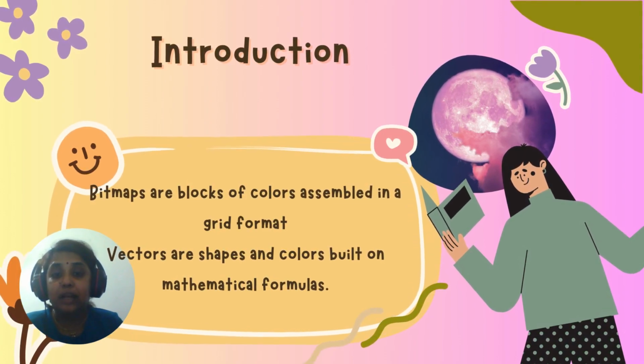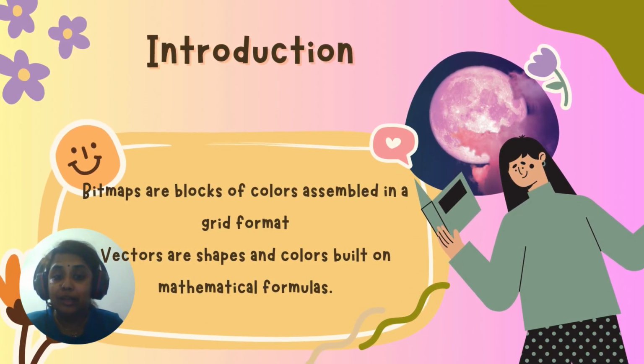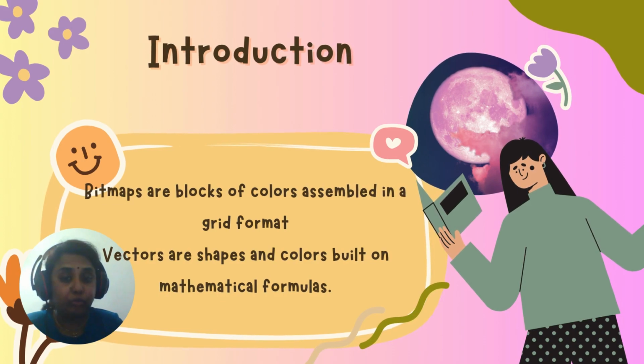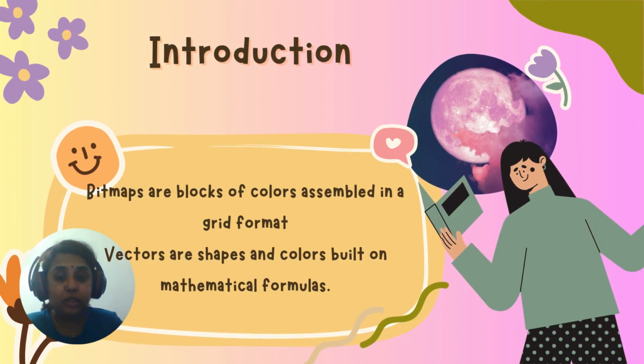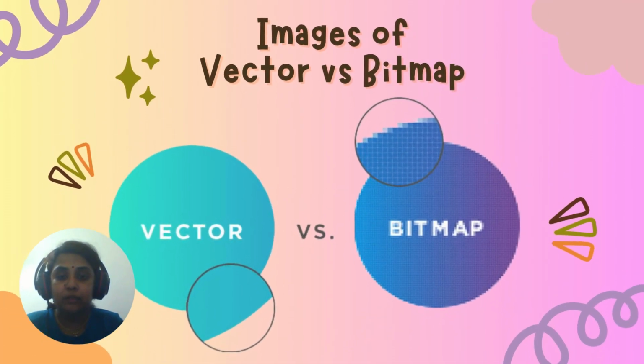MPP231009. Bitmaps are blocks of colors assembled in a grid format. Vectors are shapes and colors built on mathematical formula. How to know the differences of the images of vector and bitmap? Vector's image will be clearer when we enlarge it, whereas bitmap image will break.